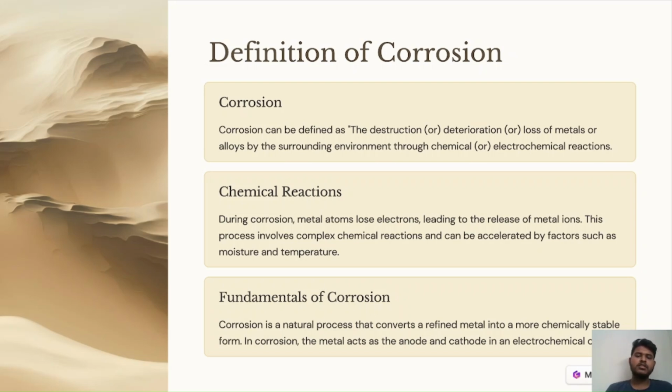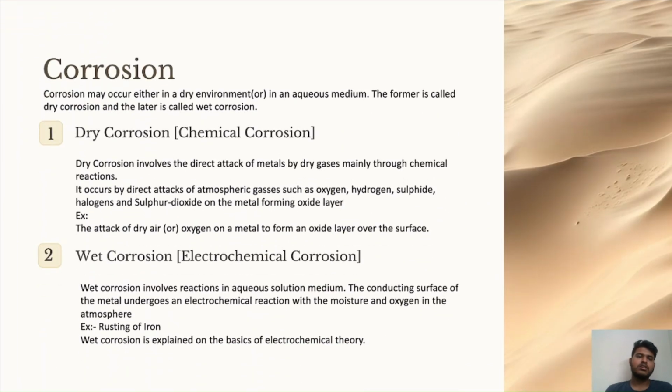Fundamentals of corrosion. Corrosion is a natural process that converts a refined metal into a more chemically stable form. In corrosion, the metal acts as anode and cathode in an electrochemical cell. Corrosion may occur either in a dry environment or in aqueous medium. The former is called dry corrosion and the latter is called wet corrosion. So let's talk about dry corrosion.